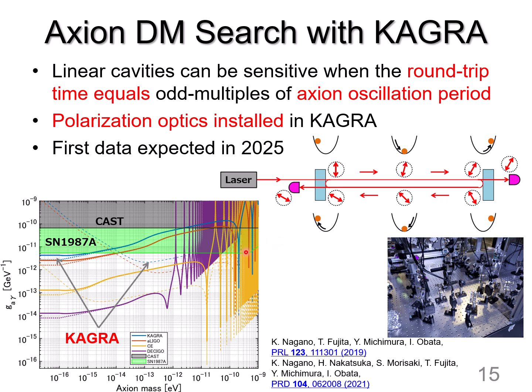For example, KAGRA sensitivity is in this blue curve, LIGO is this red curve, and Cosmic Explorer is this orange curve. So if you have a different cavity length, you will have different sensitivity curves at high frequencies.